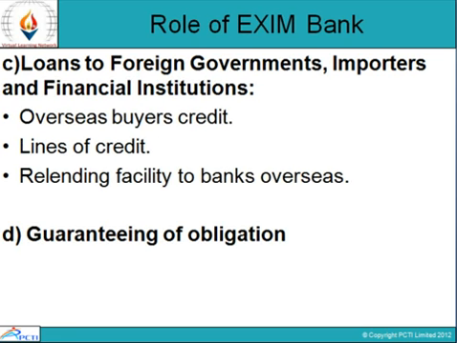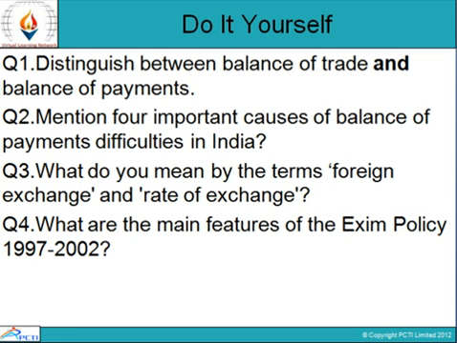Next is loans to foreign governments, importers and financial institutions. These are overseas buyer credit, lines of credit, re-lending facility to banks overseas. And the last is guaranteeing of obligations.